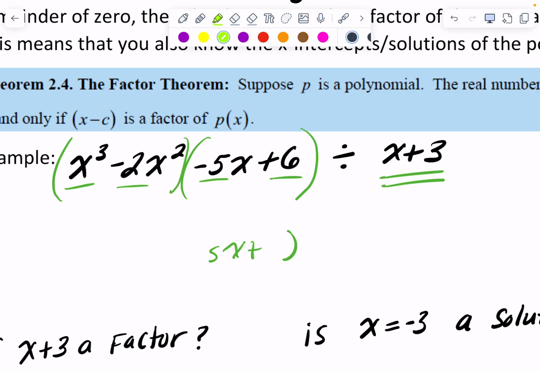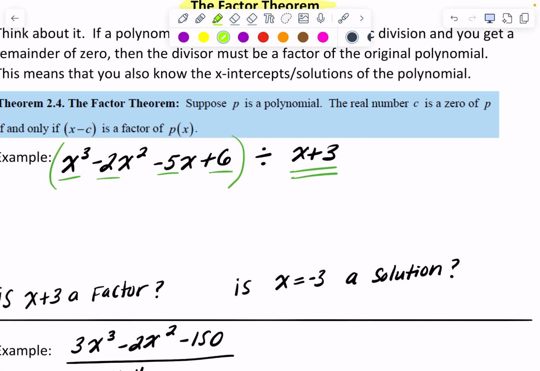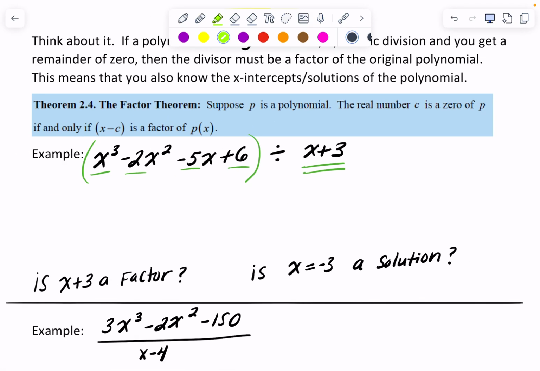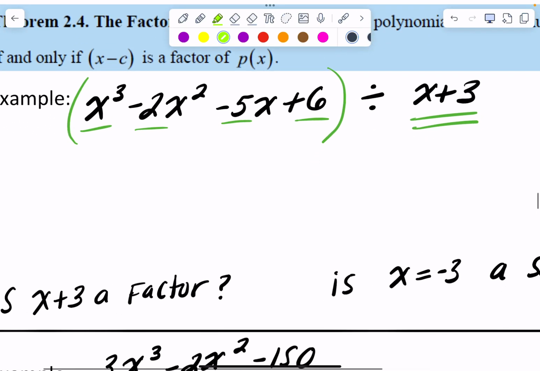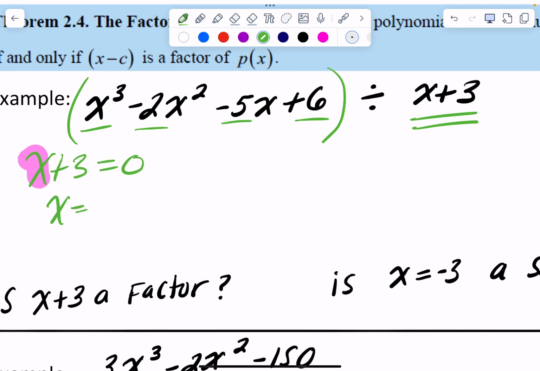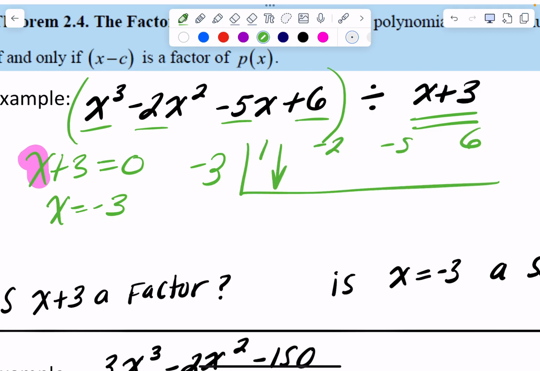All right, so let's go use the factor theorem. It says in the instructions, is this a factor? So let's go see if it is. So we're going to set x plus 3 equal to 0 and solve. X equals -3. Let's go test it. 1, -2, -5, 6. Add straight down, multiply up. Add straight down, multiply up. Did I mess up yet? No.